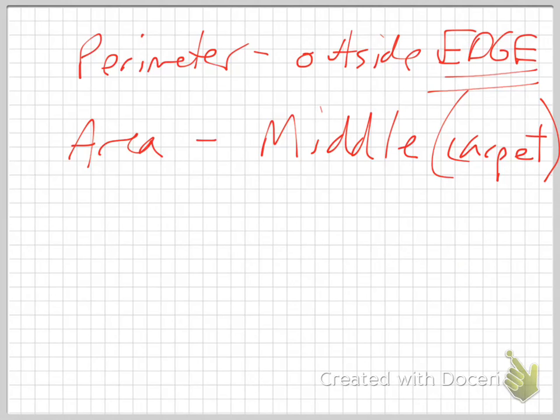Add up the outside edge, right? Just add up all the edges. How do you find the area? One length times the width, right? The length times the width is the area, and the perimeter is just adding up the outside edge. I'm going to show you a shortcut, another formula for finding the perimeter of a rectangle.